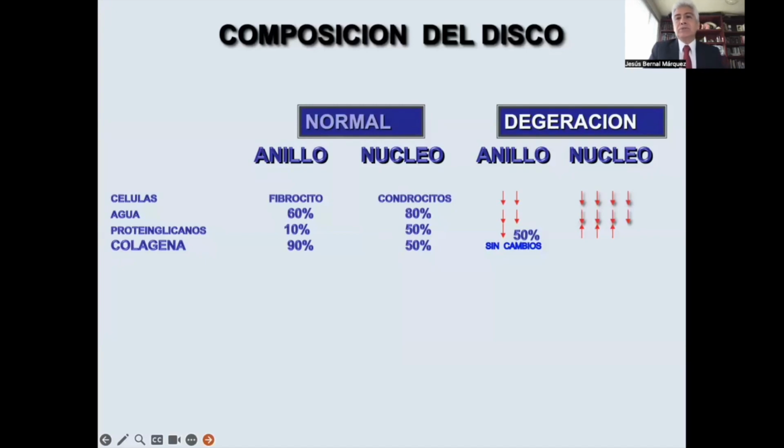What is the composition of the intervertebral disc? Already in conditions that are not so good, not at 100%, and when there's a degenerative process, if we compare the percentage that I had already mentioned in normal conditions with those of now, in a degenerative process, we are going to see that mainly the water that we already discussed decreases completely.